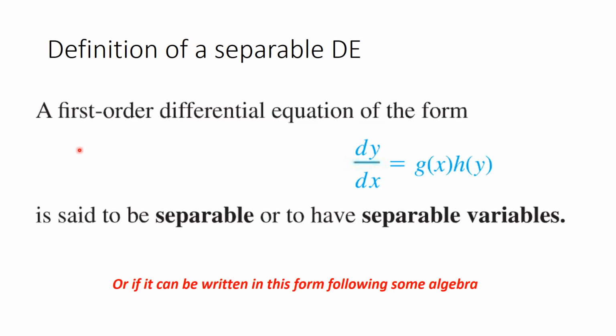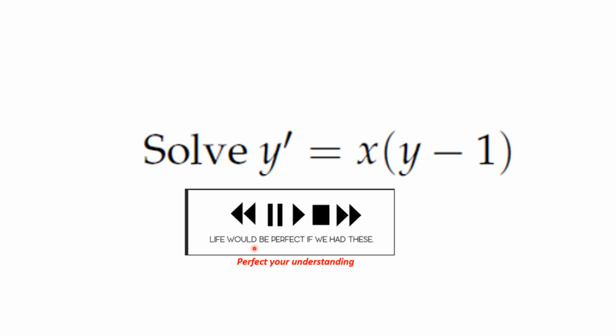Last time we solved one, so let's define what it is. A first-order differential equation of the form dy/dx equals g of x times h of y is said to be separable, or to have separable variables, or if it can be written in this form following some algebra. So what we're going to do then is solve this problem. You know what to do. Let's see how you did.